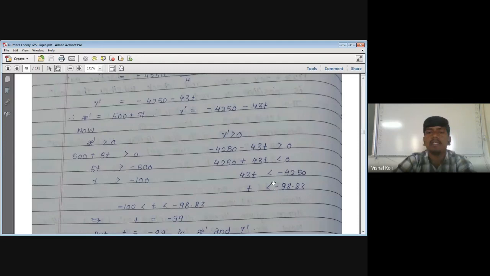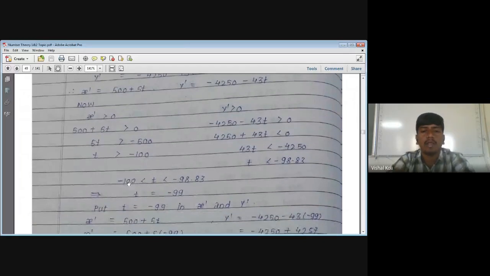Therefore, as t is greater than minus 100 and t is less than minus 98.83, t lies between these two values, that is, minus 100 to minus 98.83. But we know that there is only one integer value in between these two, which is minus 99. Therefore, the value of t is nothing but minus 99.